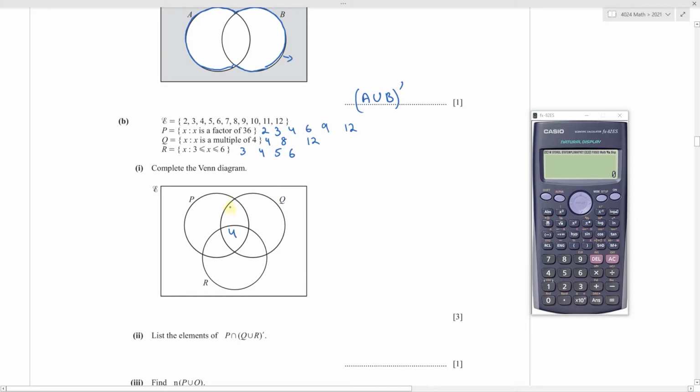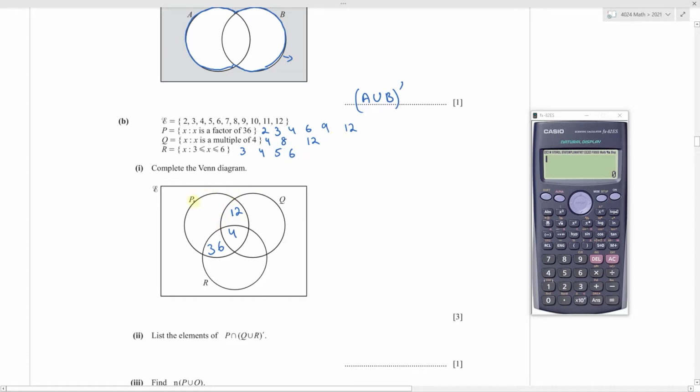So now let's look at the intersection of P and Q. Which are the common numbers between P and Q? 2 is not, 3 is not, 4 we have already written here. 6 is not, 9 is not, 12 is common here. So 12 is common between P and Q. Then let's look at Q and R. 4 is common, we have written it already. 3 is not, 8 is not, 12 and 6, so nothing is here. And then let's look at P and R. So 3 is common, so 3 will be here. 4 we have already written. 5 is not in P. 6 is also common, so 6 will be here.